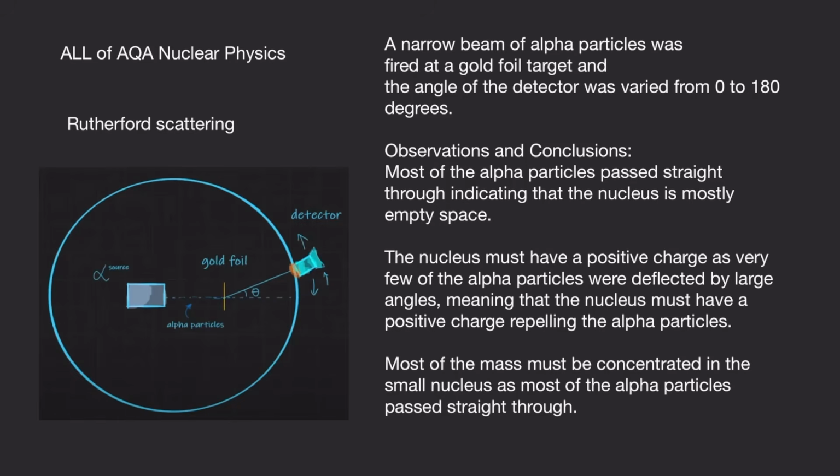So importantly, most of the alpha particles passed straight through, indicating that the atom is mostly empty space. Very few of the alpha particles were deflected by a large angle, meaning that the nucleus must have a positive charge which was repelling the alpha particles, since positive and positive repel. And since most of the alpha particles passed straight through, that means that most of the mass must also be concentrated in that small nucleus.